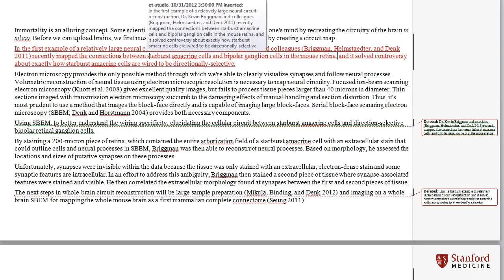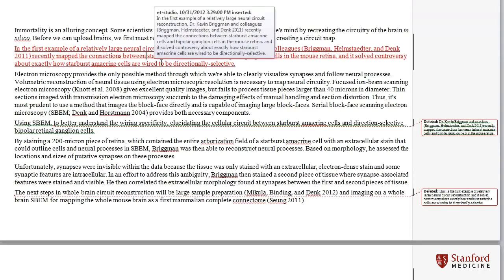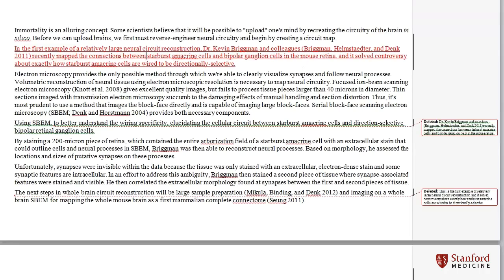Now there is a little bit of jargon here. We got these 2 types of cells, the starburst amacrine cells and the bipolar ganglion cells. So I think the reader might need a little bit more clues as to what those are.